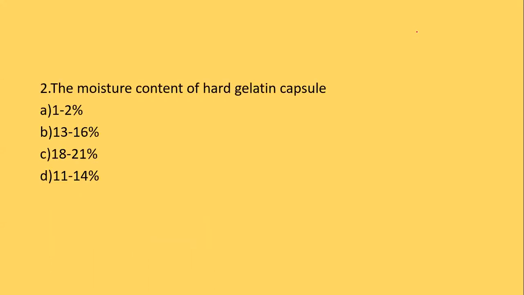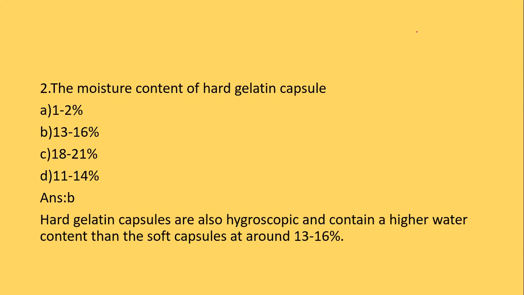Next question. The moisture content of hard gelatin capsule. Option A 1 to 2%, option B 13 to 16%, option C 18 to 21%, option D 11 to 14%. The correct choice is B, 13 to 16%. Hard gelatin capsules are hygroscopic and contain a higher water content than soft capsules, at around 13 to 16%.